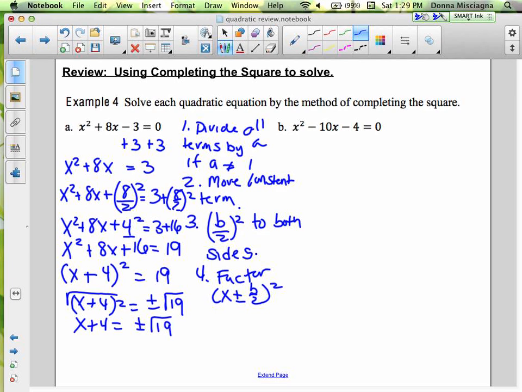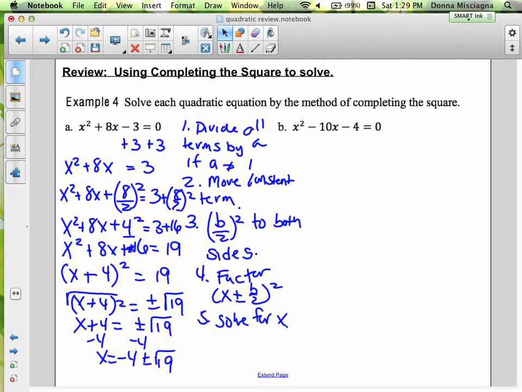That's a prime number. You can't do anything with that. So our last step is to subtract 4 from both sides. X is equal to negative 4 plus or minus the square root of 19. And there, we're done. So really it only takes 5 steps. Solve for x. The one step in there where I wrote 4 squared is kind of an optional step. That's only if you have a more complicated thing to square and you feel like writing it down first.